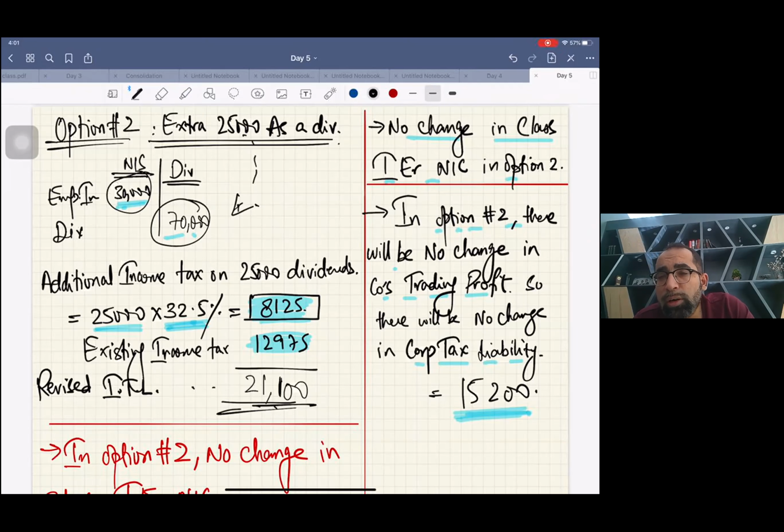Those students who are not comfortable with this additional tax computation can do it like this: 30,000 employment income and 70,000 dividend income, and now compute tax from zero. Now subtract personal allowance and everything. You can do it like this.